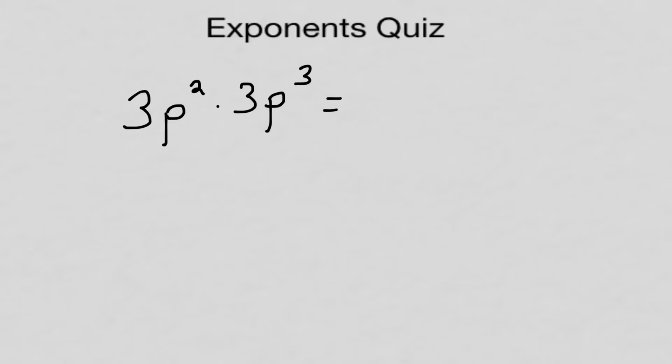Problem number 2, pretty similar. Actually, the first four problems are all pretty similar. I've got 3p squared times 3p cubed. I take care of my coefficients first. 3 times 3 is going to be 9. Now I'm going to take care of my p's. All I have to do is add the exponents. 2 plus 3 equals 5.